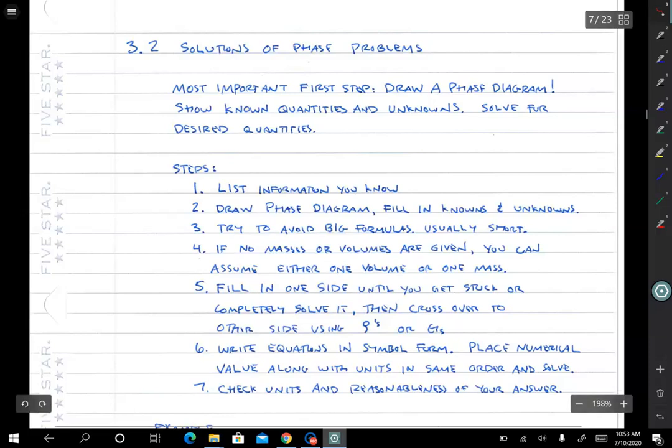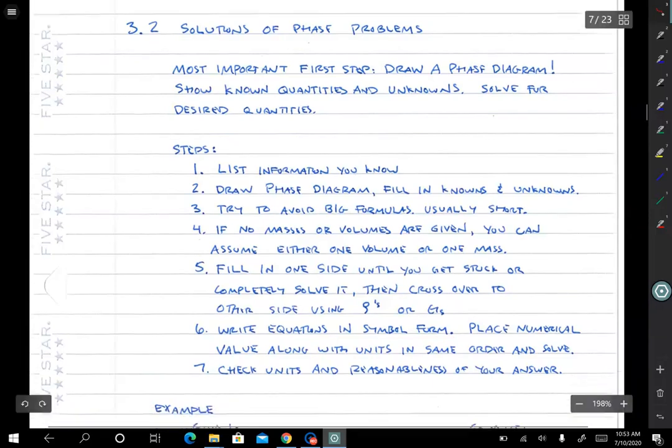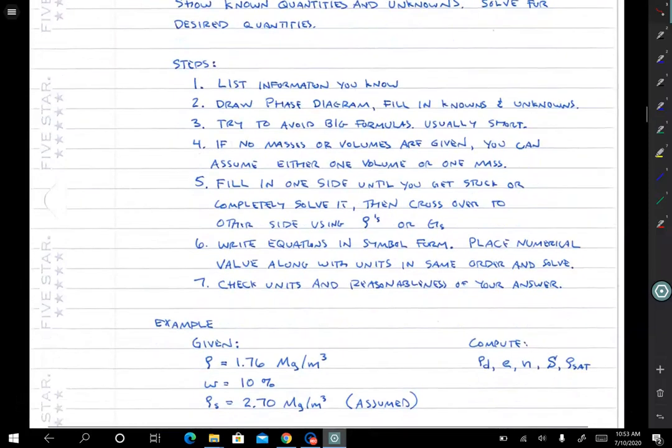Then I usually do all of this in symbol form and then place the numerical value with units in the same order and solve them. And then check your units at the end and check the reasonableness of your answer. If you calculate that the total mass density of the soil is higher than steel or something like that, that's not reasonable. Okay? There's no way that the total density can be higher than the density of the solids, right? Because the water and air are less dense than the solids.